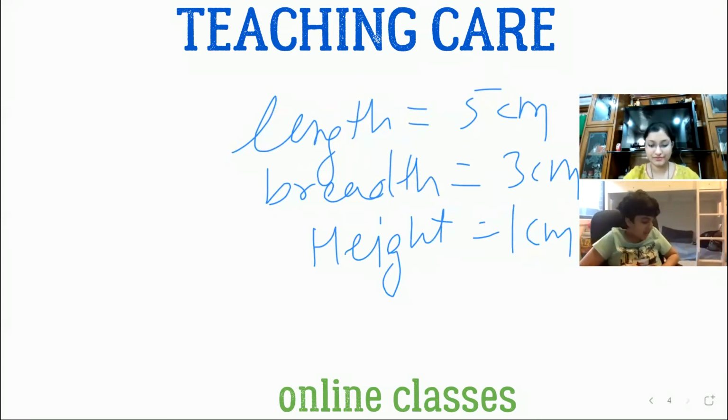15 units. 15 centimeter cube. Exactly. Now I will tell you about the volume of a cylinder.